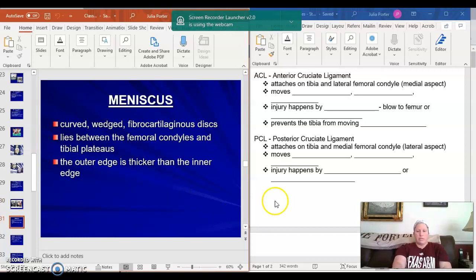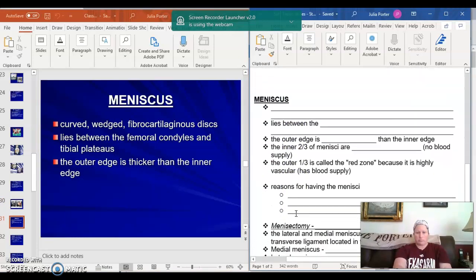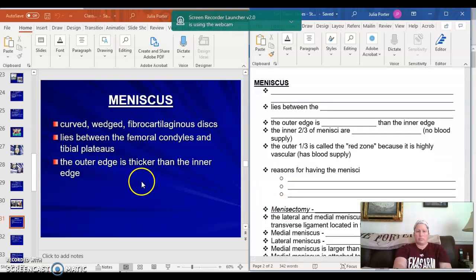All right, moving into the meniscus. The meniscus is a wedge disc that sits between the condyles and the plateaus. So it's like the cream to the Oreo, all right? Your Oreo is the femoral condyle, the tibia, and then right in the middle that gives it that cushion is the cream filling. So the meniscus is like the cream filling to the Oreo, okay? So it lies between the condyles. The outer edge is thicker than the inner edge, meaning it looks like a pizza wedge. So it's thick and it moves in, okay?